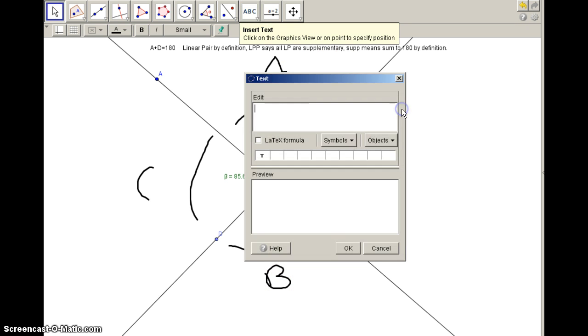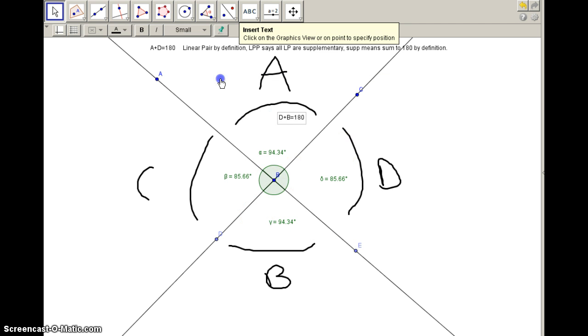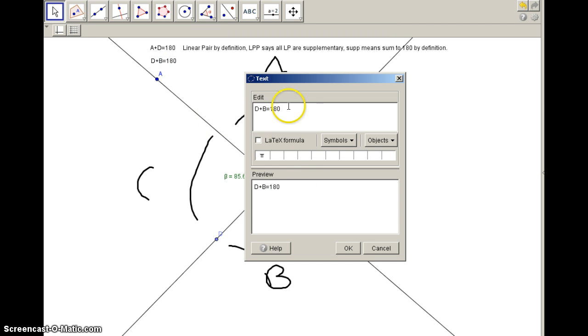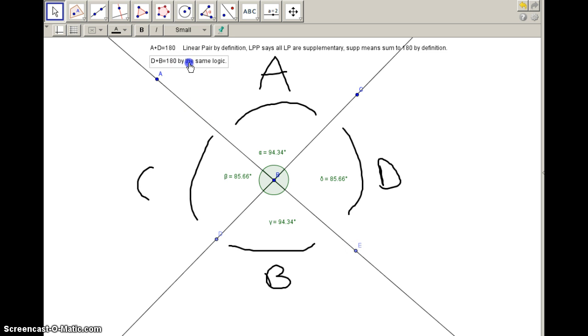So let's put that down here, right? We would say D plus B equals 180. So we're talking about angle D and angle B. And how do we know that D plus B equals 180? I better put in here, by the same logic, okay? We're not going to repeat all of that, but basically if we've proven that A and D together are equal to 180 degrees, then we can use the same logic and conclude that D and B are equal to 180 degrees as well.